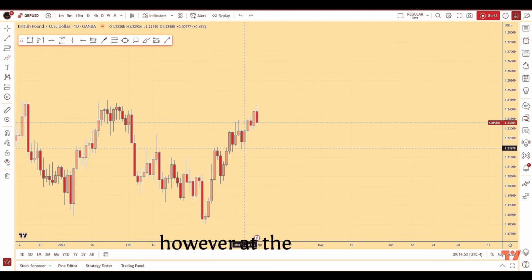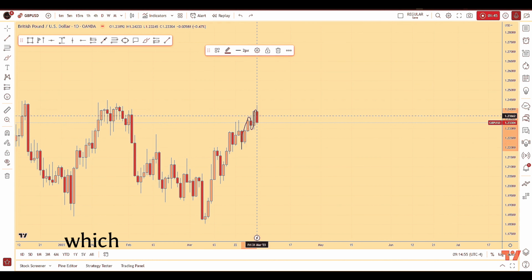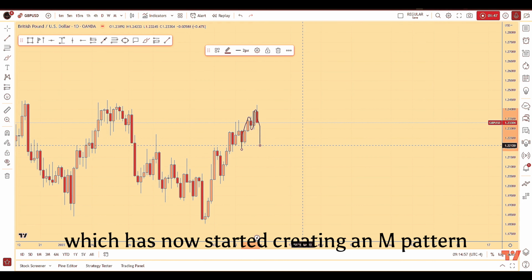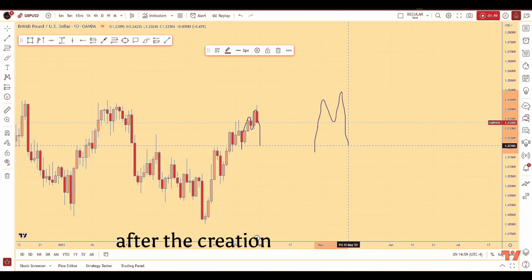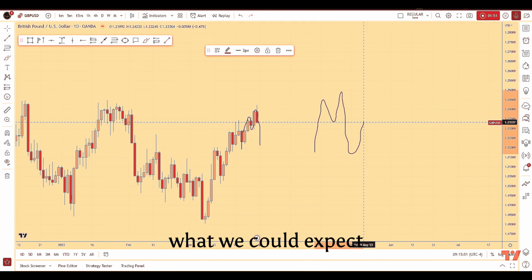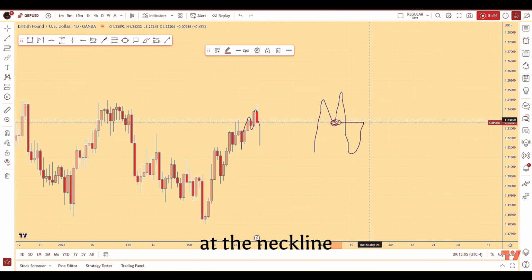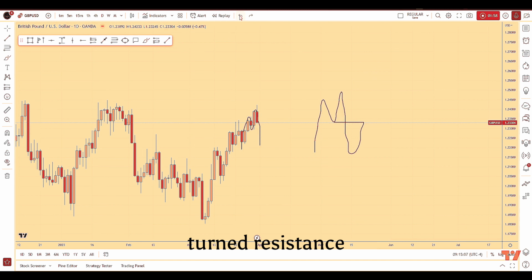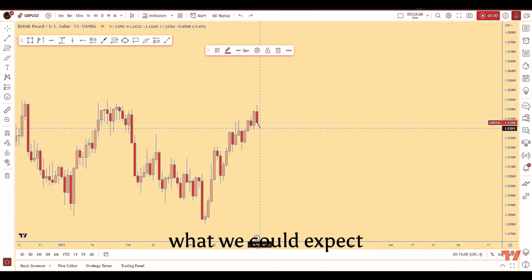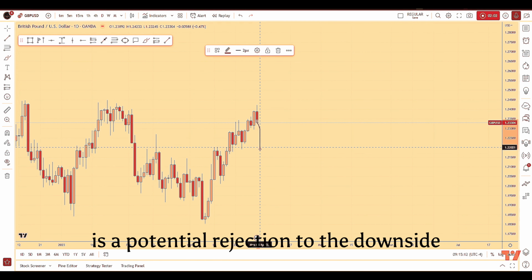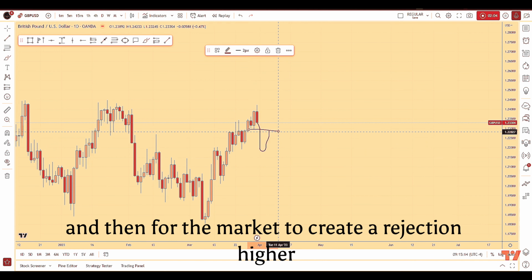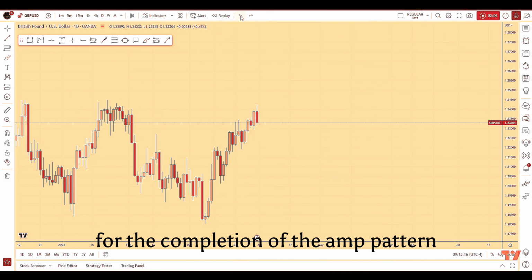However, at the moment, what we can notice is that we have a market which has now started creating an M pattern. And in general, after the creation of an M pattern, what we could expect is a potential rejection to the upside for the completion of the M pattern at the neckline, which is the previous support turned resistance. So here on the daily, what we could expect is a potential rejection to the downside and then for the market to create a rejection higher for the completion of the M pattern at the neckline.